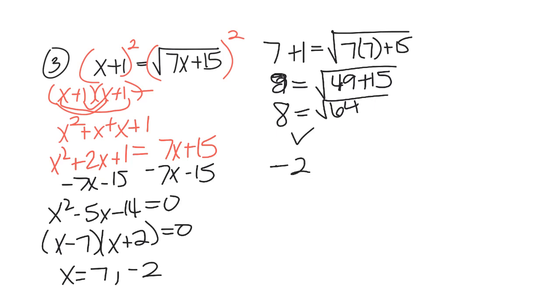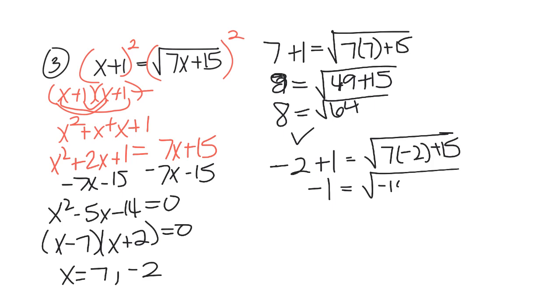But when I plug in negative 2, I have right here the fact that negative 1 equals the square root of negative 14 plus 15, which is not going to be true because I can't have the square root equal a negative. Here I end up with negative 1 equals 1. This is not true. So negative 2 is extraneous.